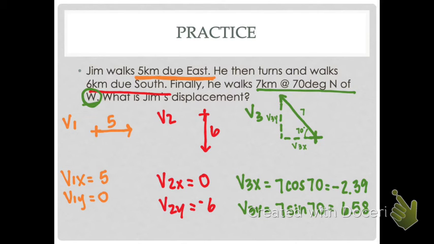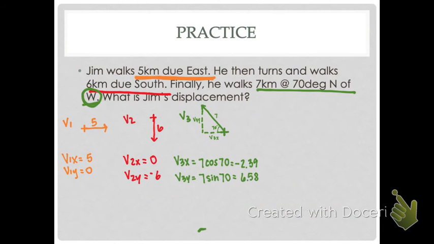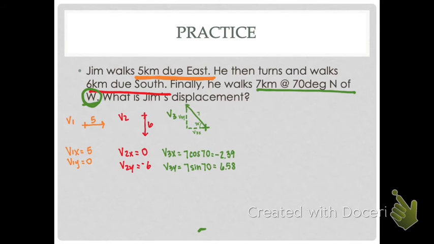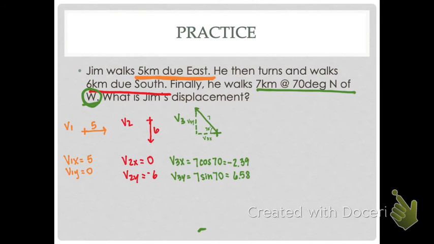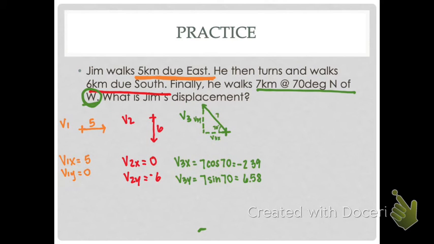All right, now we've done step 1. What is step 2? Add our components. So we're going to add all of our x's, add all of our y's. I'm going to make this a little bit smaller so I can have room to do that. Okay, so we like to call the final ones what? VR for resultant x and VR y.